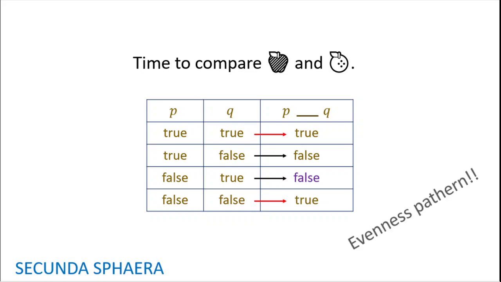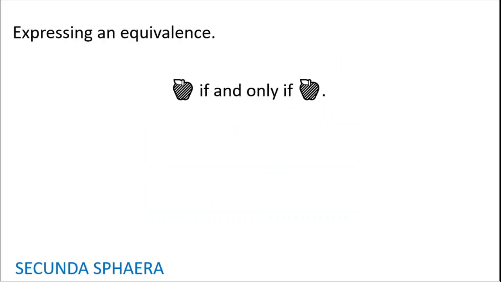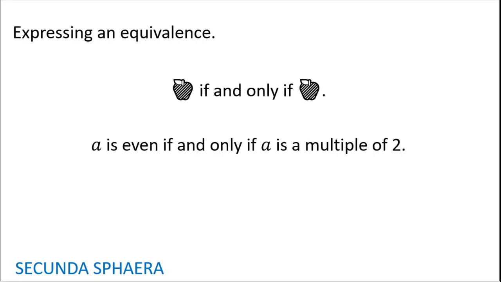This is going to be an equivalence. It is important to notice that this is an evenness pattern. As I said in another video, evenness happens everywhere. Okay. And now it is time to express an equivalence. So, for example, in this case, we have apple if and only if apple. Okay, nasty, I know. Well, those are the words that are commonly used. And here we have another example. A is even if and only if A is a multiple of 2. And the connector is going to be that if and only if. Just for you to keep in mind.